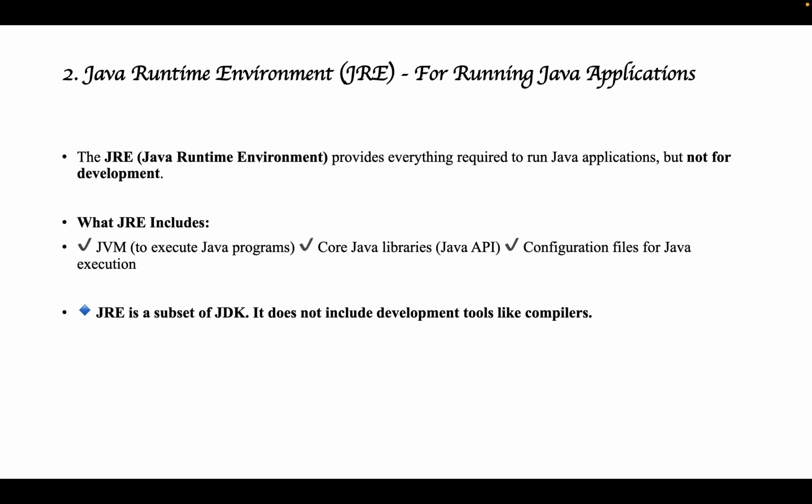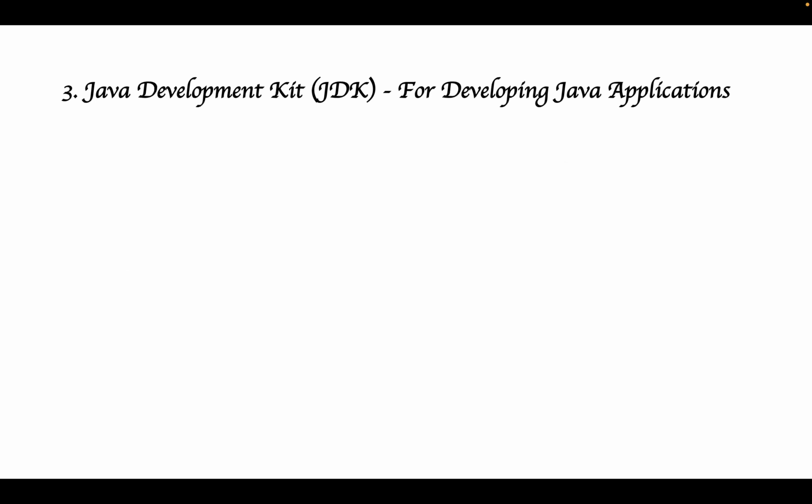JRE is a subset of JDK. It does not include development tools like compilers. As I have told you, it is not for development. It only provides the runtime environment. It is a subset of JDK. JDK includes the JRE and the JRE includes the JVM. The Java Development Kit is the whole package.